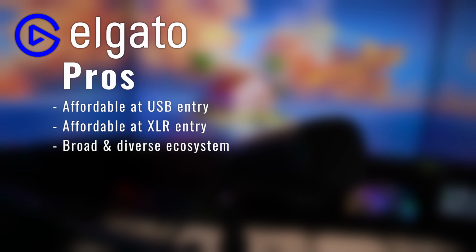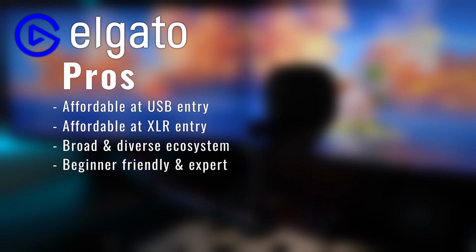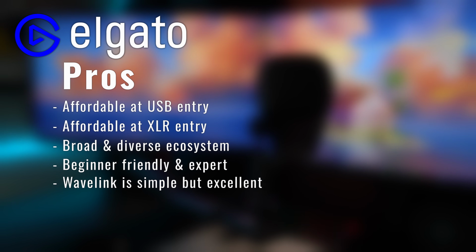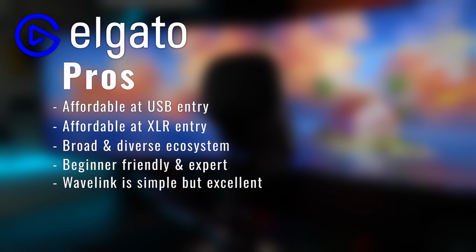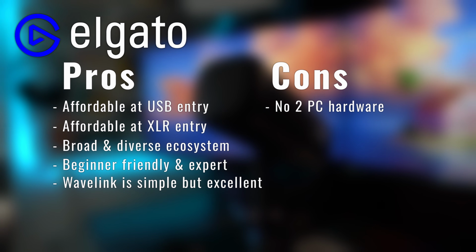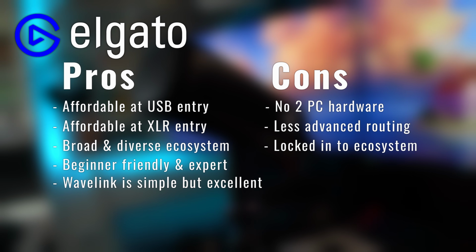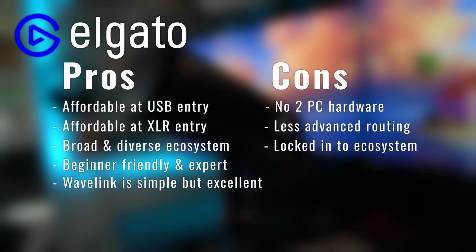But with Elgato, it has affordable entry points at both USB and XLR. It's got a broad ecosystem looking at the Stream Deck, OBS, and other plugins, etc. It's very beginner-friendly to set up with some room to grow, and the Wavelength software is simple but powerful. However, there is no true 2PC hardware solution yet. It has less advanced routing compared to Beacn, and the ecosystem typically works best if you stay within Elgato.